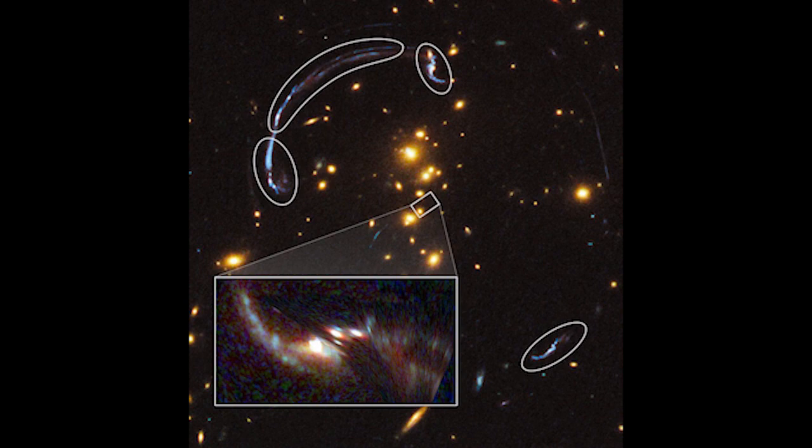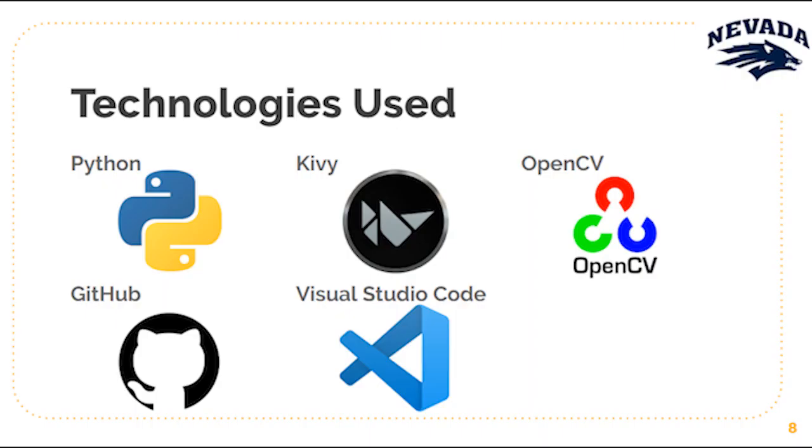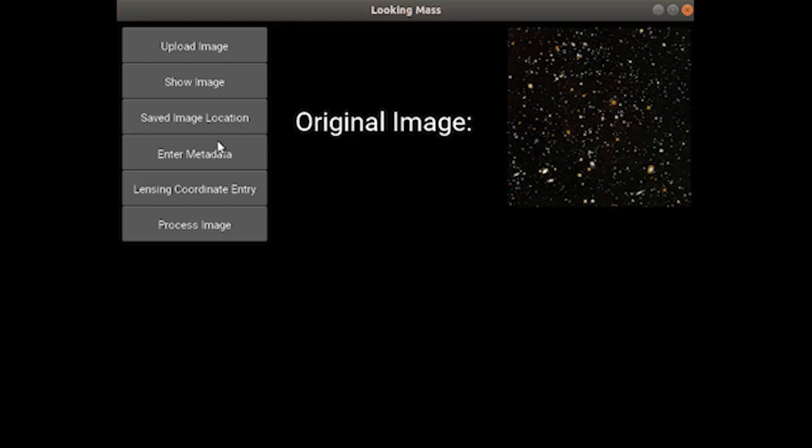We also plan on opening our source code so it is easily accessible by researchers and students, both for modification and reverse engineering. Project Looking Mass was built using the Python language, with a key focus being the open source GUI platform Kivy. OpenCV was used to implement the image processing components of the project. The team used GitHub for version control and Visual Studio Code for its live sharing capabilities. Here's what Project Looking Mass looks like currently.